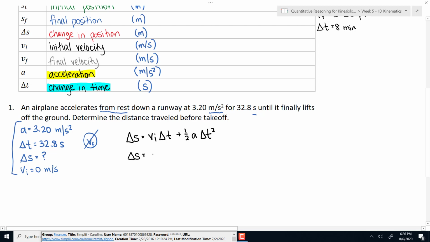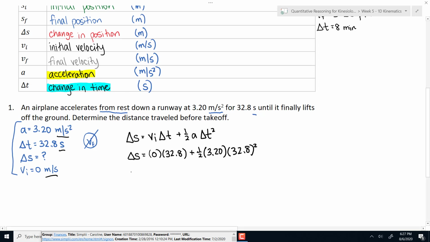V initial is 0. I'm subbing in the values that I know in brackets. Delta T is 32.8 plus 1/2. A is 3.20, and then delta T again is 32.8 squared. Okay, notice that the units that were given in the question were all SI units, so I didn't need to convert anything. Now I'm just going to type everything on my calculator. 0 times 32.8 plus 1/2 times 3.20 times 32.8 squared.